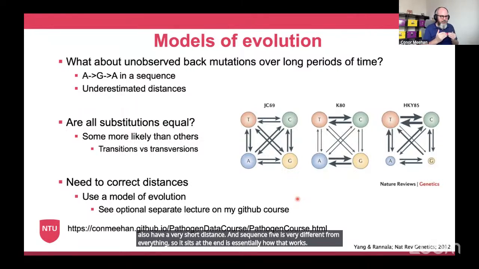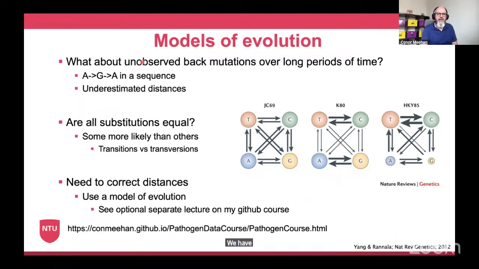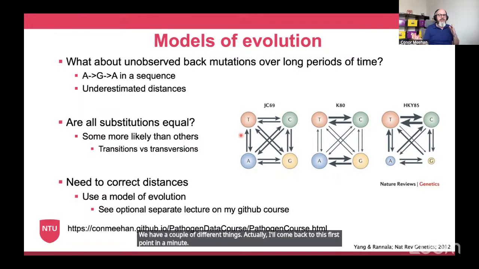Now, when I say that we need to weight the differences between them, it's because in evolution, not all nucleotide changes are exactly the same. We have a couple of different things. Actually, I'll come back to this first point in a minute. But we know that transitions and transversions have different rates. So a change from a C to a G will be different from a C to a T and from a C to an A.